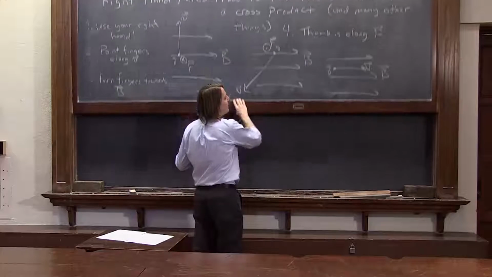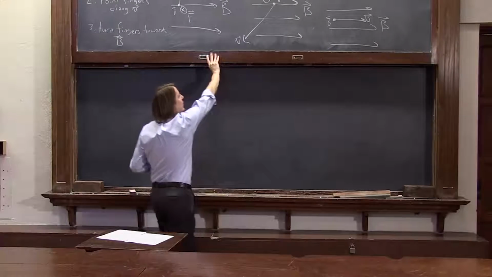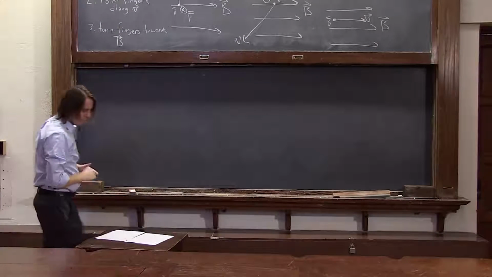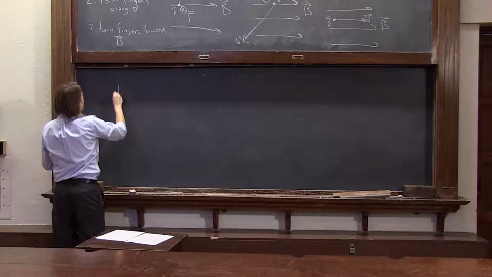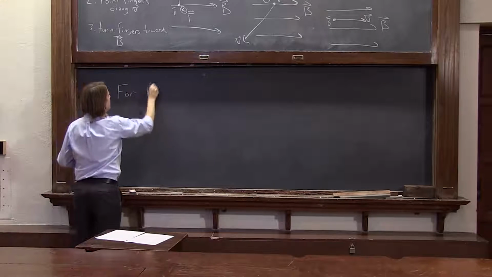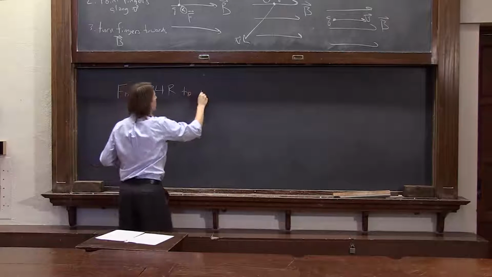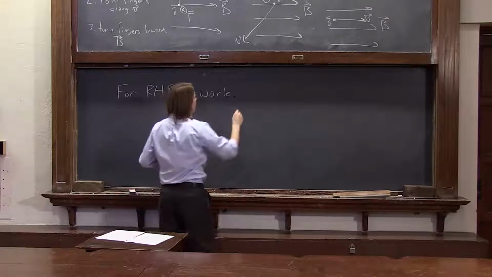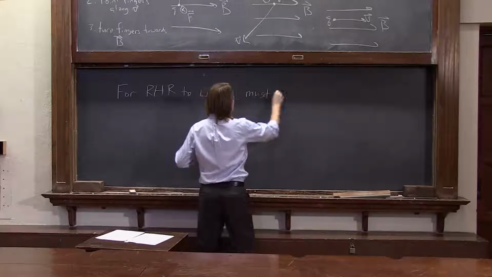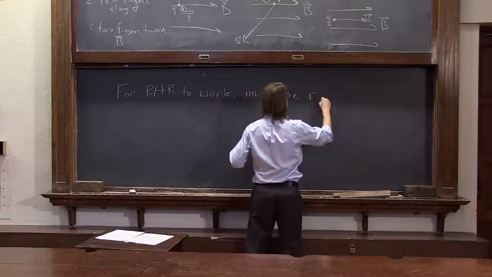So that's one way to use the right-hand rule. That's how we use it to find a magnetic force. There's another aspect of this you have to keep up with, though. For the right-hand rule to work, you must use a right-handed coordinate system.